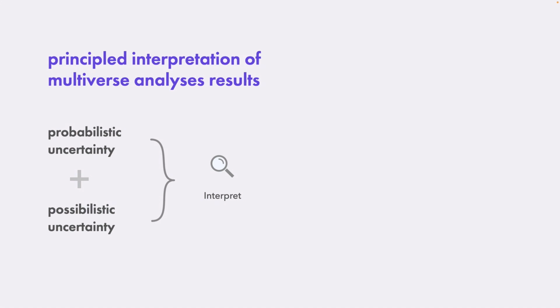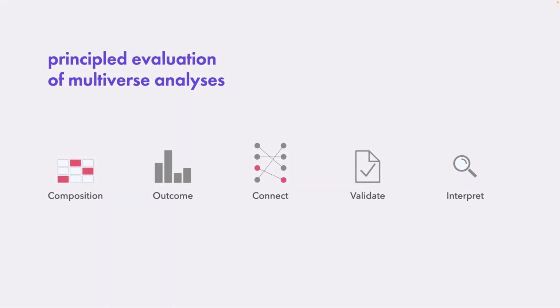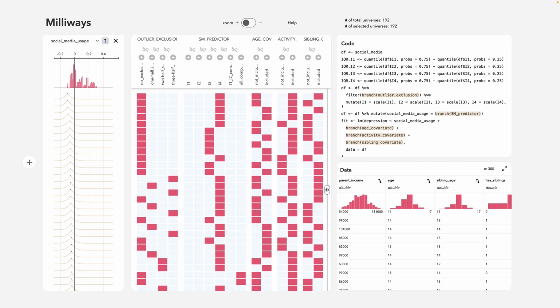Thus, we identify a fifth task, interpret, which involves interpreting the results of a multiverse analysis whilst distinguishing the qualitatively different forms of uncertainty that arise in such analysis. However, in the interest of time, I will not discuss in detail the interpretation task in this presentation. Please refer to the paper for more details. Thus, the principled evaluation of multiverse analysis consists of these five steps.